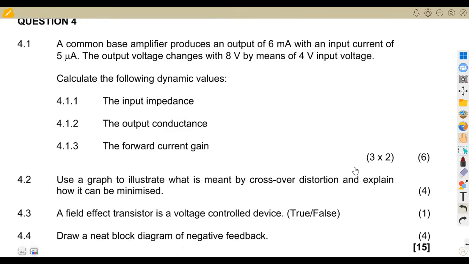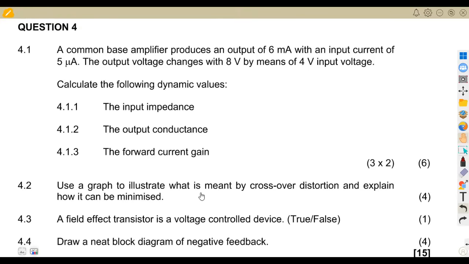Let's check this question from April 2016, 15 marks on transistors and amplifiers, where we are given a common base. That's good, so that we don't mix it up with the common emitter we talked about previously. It produces an output of, and we are not told. Take note, this time we are not told what this output represents. You are the one who is supposed to know the output of a common base amplifier.